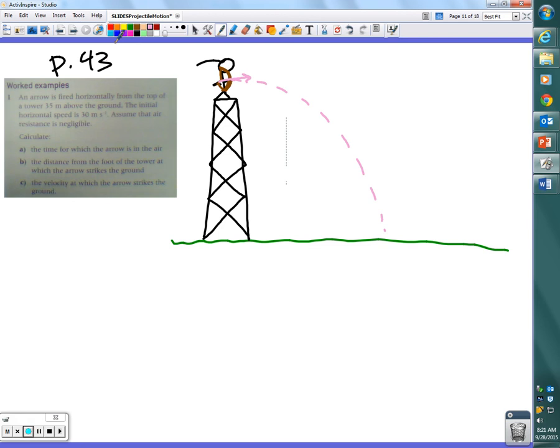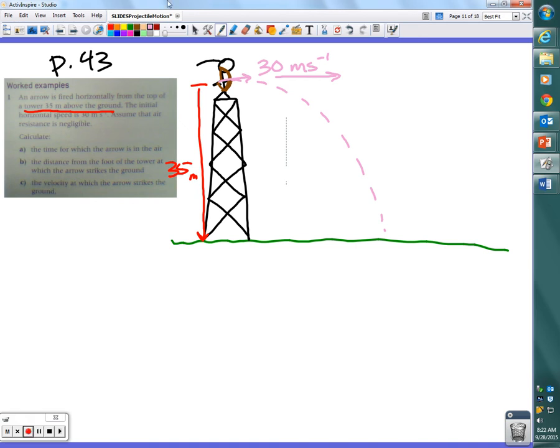Just to label a couple of things. It tells us that the tower is 35 meters off the ground, so this is going to be 35 meters. And that the initial horizontal speed was 30 meters per second in this direction, but like we discussed, it never actually goes in that direction. As soon as it leaves the bow, it's going to start moving downward and eventually follow that parabolic path, okay? Good.